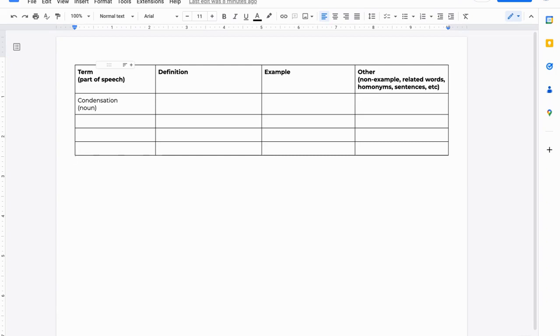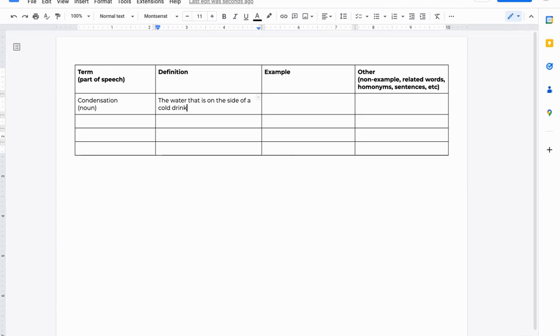I like using this word as an example because students will throw it out like they totally understand what it means, but then when you press them just a little bit, their definition falls apart. So the way that I would present this word is I would write it on this chart and I would ask them for a definition.